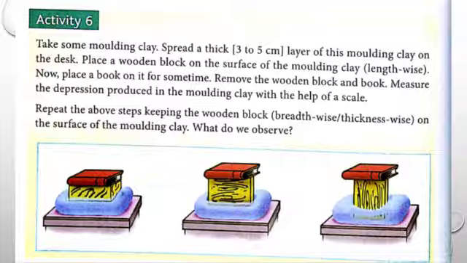Then we can see there is a difference in the depression. Why is there a difference in depression? This is because of the difference in area of contact, though the same force is acting on the clay in all these three cases. The effect produced is different because of the difference in the contact area. We thus realize that for a given applied force, when the contact area is less, the pressure on the surface in contact becomes more.